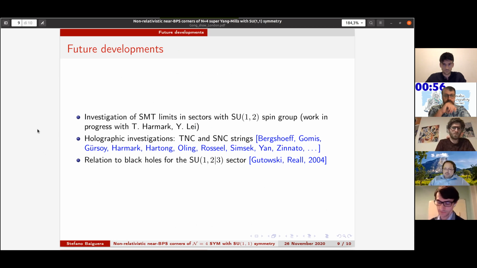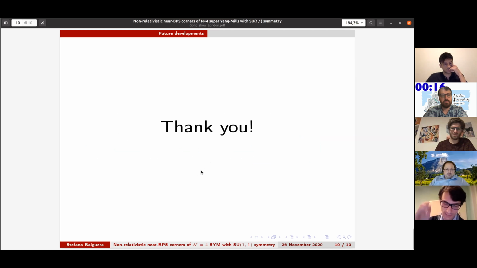Some hints for future developments are the investigation of these limits for the SU(1,2) cases, which are the most general possibilities. It's a work in progress that we are studying now. One can also study the holographic part, the bulk side, where we have some non-relativistic formulations of string theories. In particular, the biggest group, SU(1,2|3), has a supersymmetric black hole solution whose microscopic origin is not well known, and so it can also be interesting to study aspects of this black hole from the perspective of spin matrix theories. And with this, thank you for your attention.